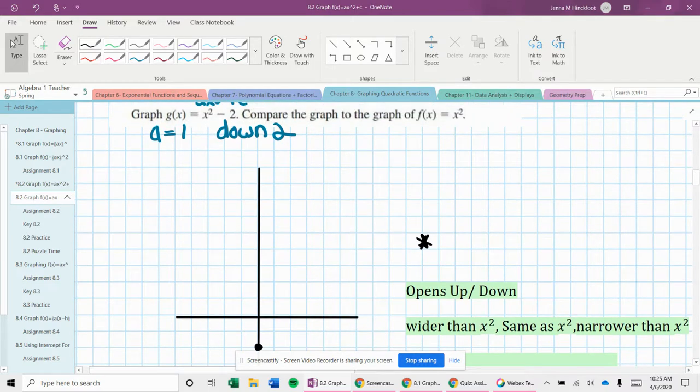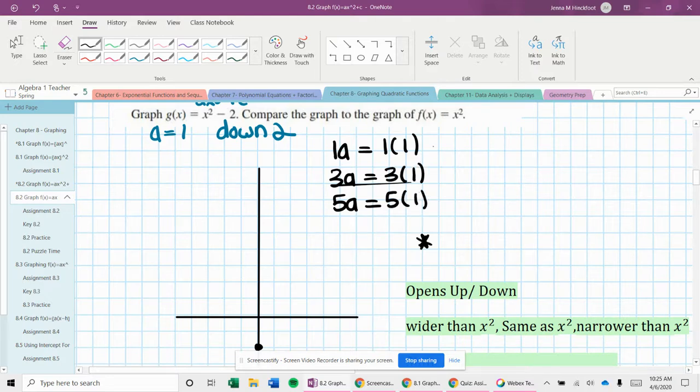Now the same thing as 8.1, you're still using 1a, 3a, and 5a. Okay, so 1a, your a is 1. So just 1 times 1, 3 times 1, 5 times 1. So your numbers are staying the same, so 1, 3, and 5. And now you're just going to graph those like we did in 8.1. So your a is not negative, so that means everything's going up.